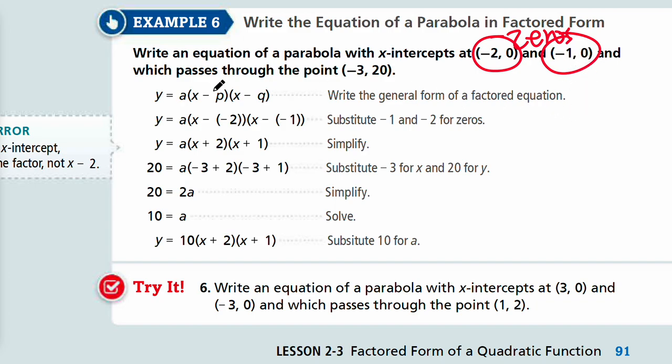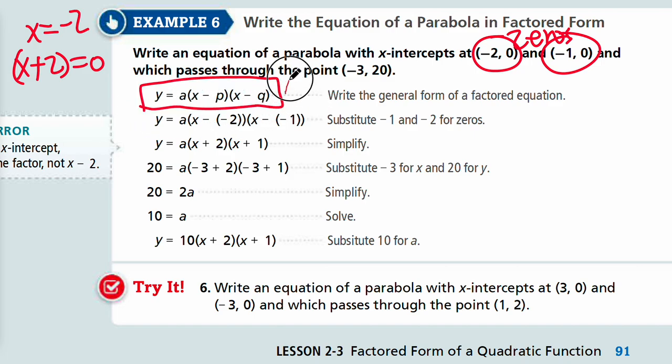Why is it minus p and minus q? Because when your zero is -2, then you have a factor of x plus 2. If you solve x plus 2 equals 0, you get a zero of -2. So that's why this is the general form of a factored equation. Remember this. The zeros tell us the factors, but we don't know if there is an a, another constant multiplied to each factor.